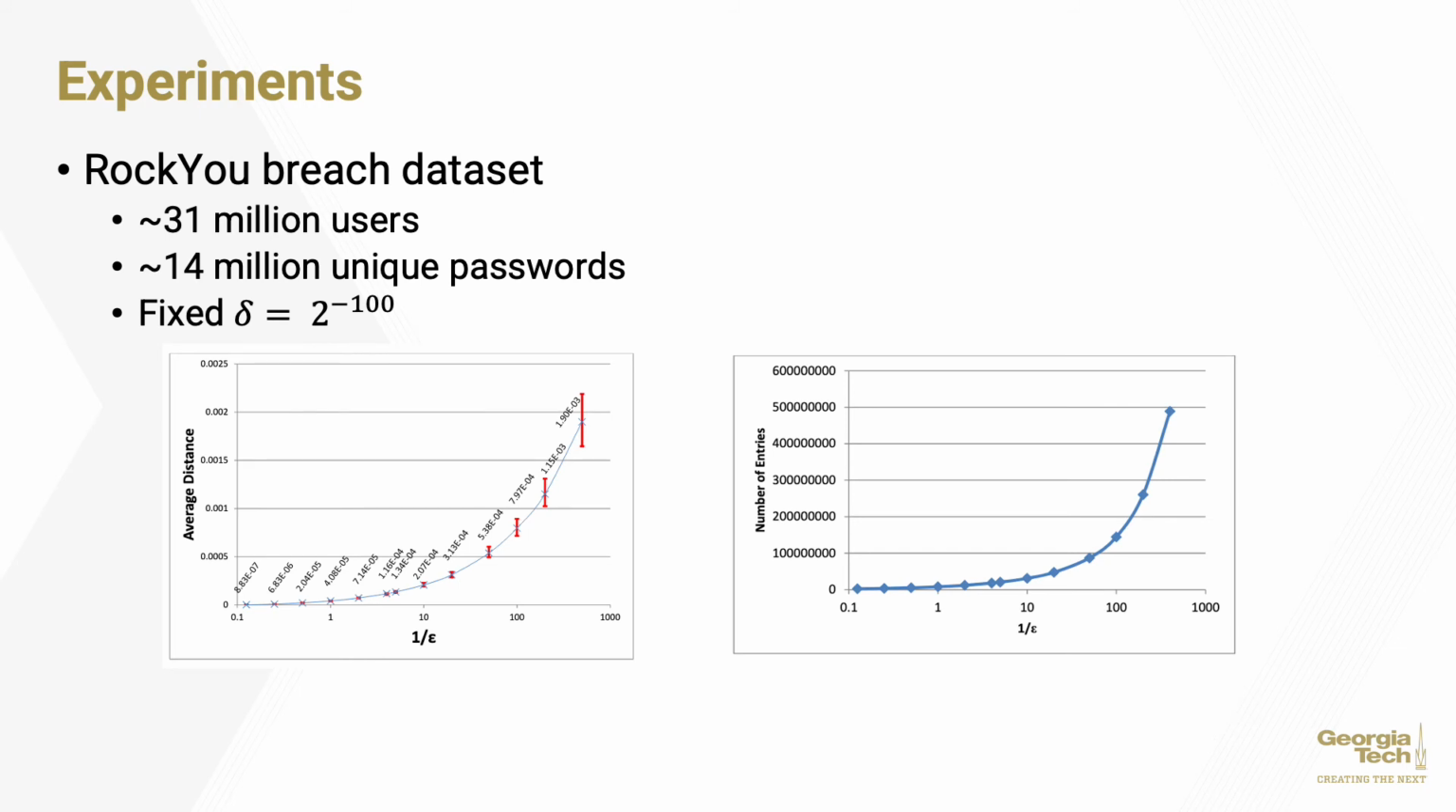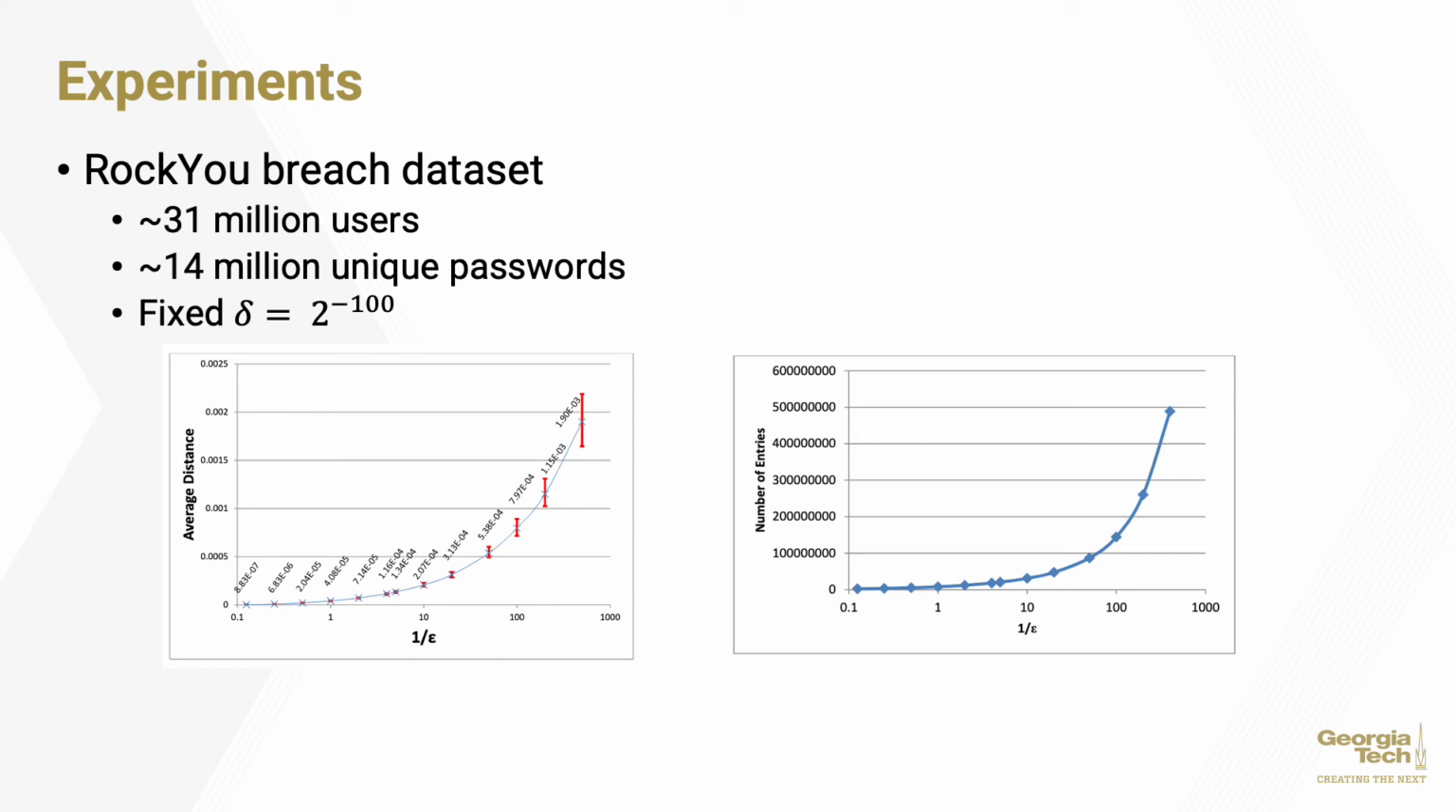The authors then used a password dataset from a breach at RockU to generate a perturbed password frequency list. The dataset contained 31 million user password combinations and had approximately 14 million unique passwords. Interestingly, the most common password was shared between 300,000 users. They used a fixed delta value of 2 to the negative 100 and ran the data through their new relaxed exponential mechanism.